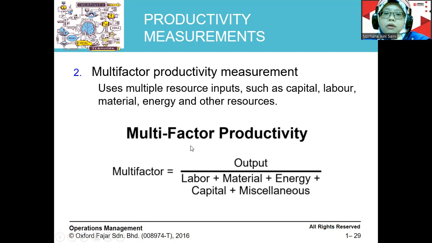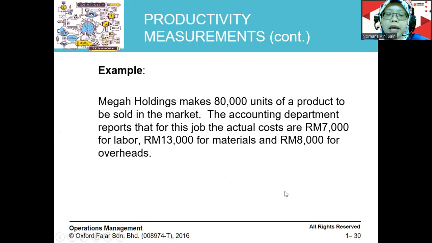So this is the formula for the multi-factor productivity. Multi-factor means the output divided by the multiple factors, for example labor, material, energy, capital, and also miscellaneous. So this is an example. Magah Holding makes 80,000 units of a product to be sold in the market. The accounting department reports that for this job, its actual costs are 7,000 for labor, 13,000 for material, and 8,000 for the overhead.